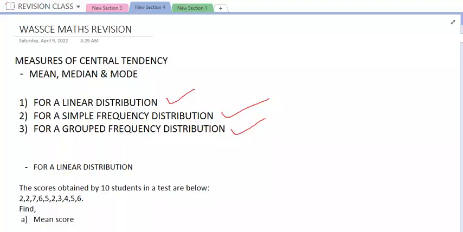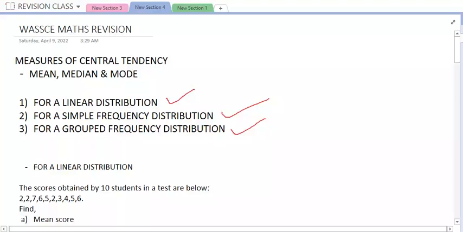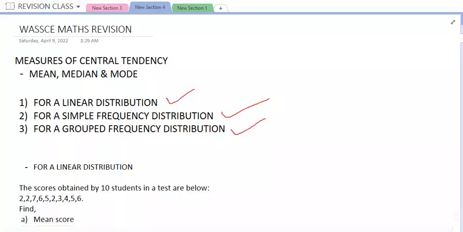Now, mean is otherwise called average. So another word for mean is average. And median, another word for it is the middle data, the data in the middle. Then mode is the data that occur the most, meaning the data with the highest frequency.